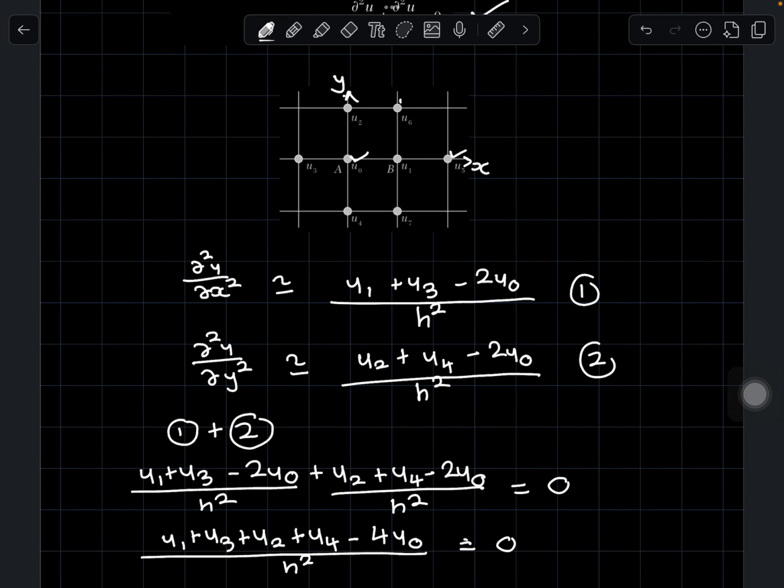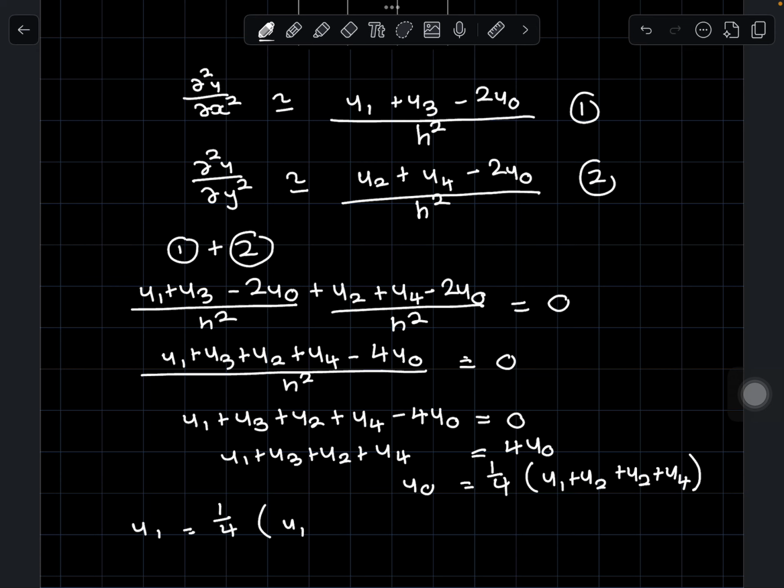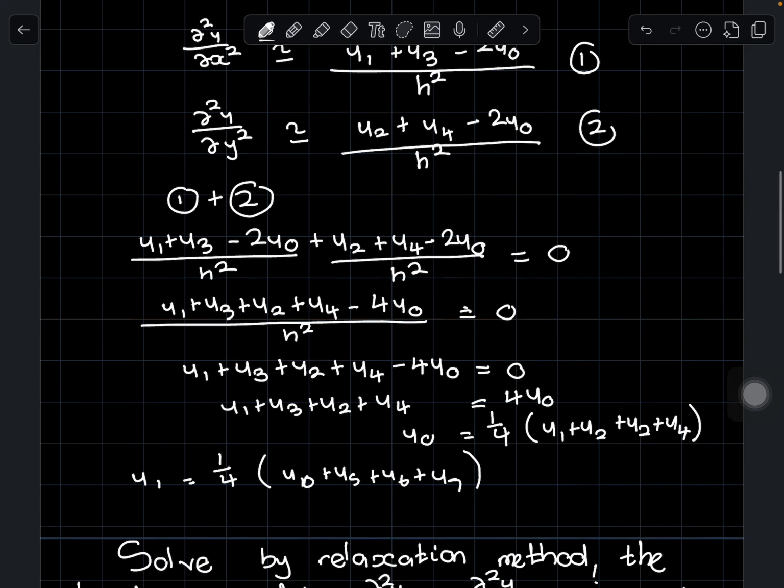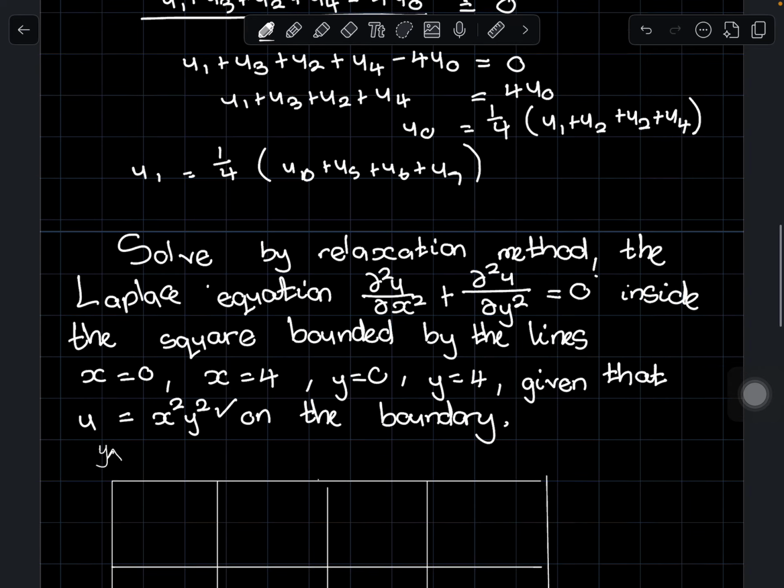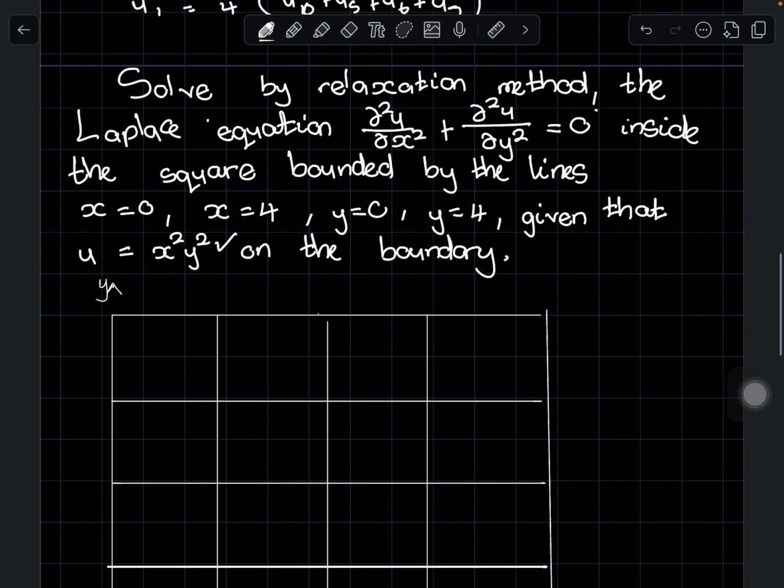Okay, so it's u0 plus u5 plus u6 plus u7. Once you know how to solve this, you're home and dry. You'll now know how to use the standard 5-point formula.